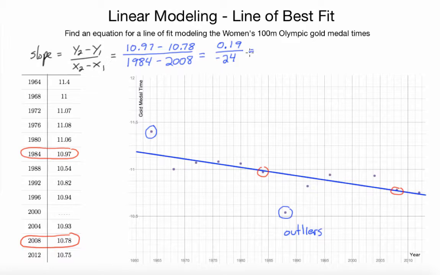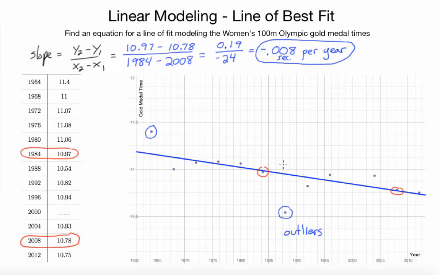But we want to turn that into a rate, so let's do 0.19 divided by 24, and we get negative 0.008, rounded, seconds per year. So we just found the average rate of change, or the slope, and I can interpret that as, I should have put seconds, let me write that down below here. Every year, if we average between these 2 points, the gold medal winning times decreased by 0.008 seconds per year.